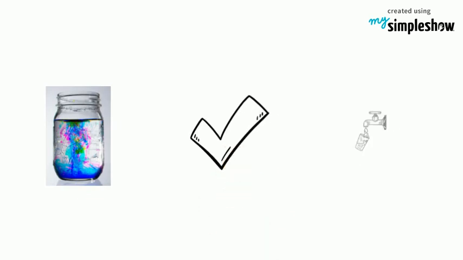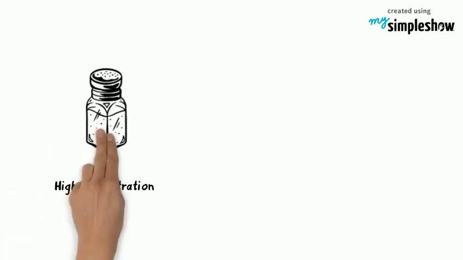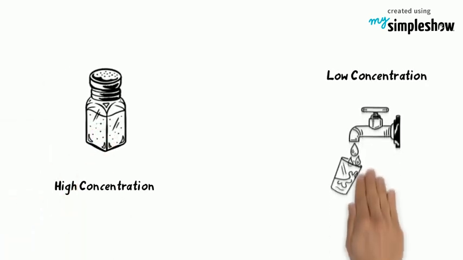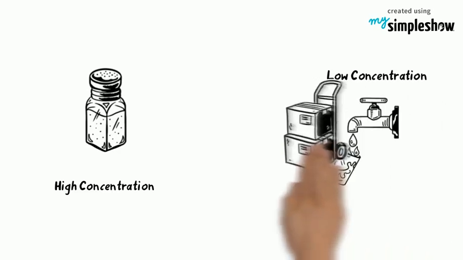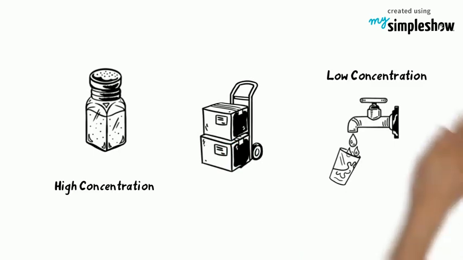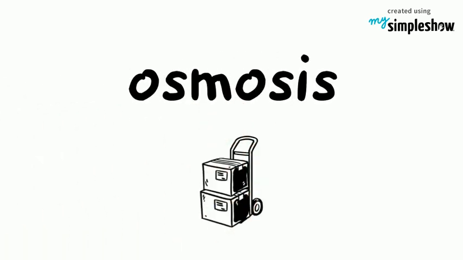This isn't just true for the food coloring, it's also true for the water. When there's a high concentration of stuff dissolved in water, then the concentration of water is low. Water molecules also diffuse from where there are lots of them to where there are fewer of them. If they move through a membrane when they do this, then we call it osmosis.